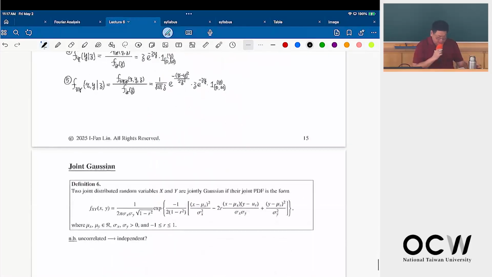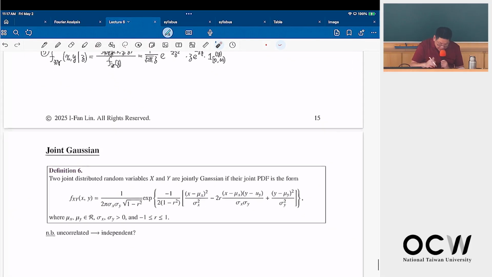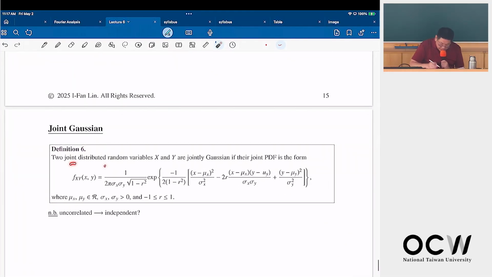Next is the joint Gaussian. So what is a joint Gaussian? Here is a definition. I have two jointly distributed random variables x and y. And then how do I express this joint Gaussian? I still have 1 over 2 pi times the standard deviations times square root of 1 minus r squared, and we'll see what r is, the correlation coefficient.